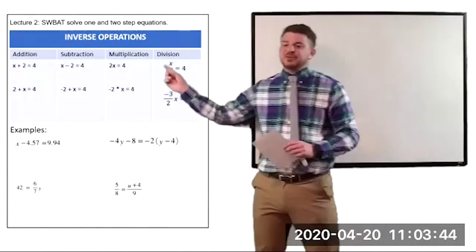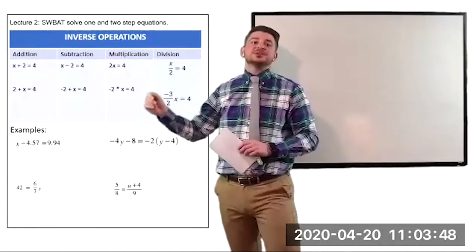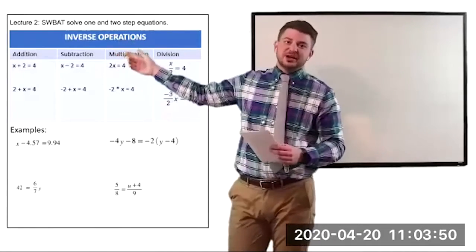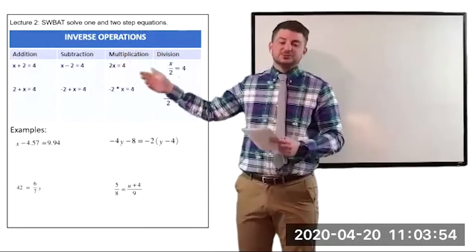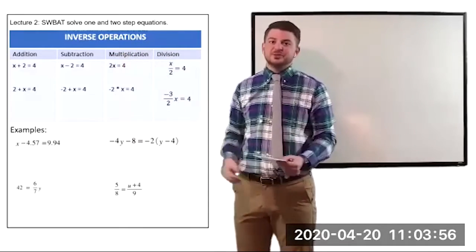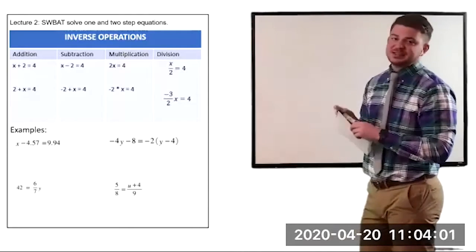So if we're looking at the first example on the far side with addition, x plus 2 equals 4, we would subtract 2 from both sides. So you would do minus 2, and you would get x equals positive 2. Just subtract 2 from both sides.